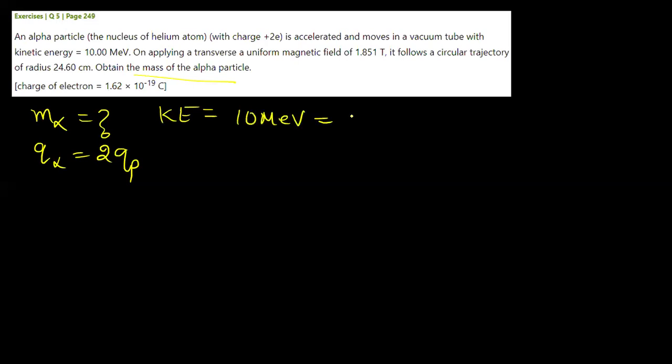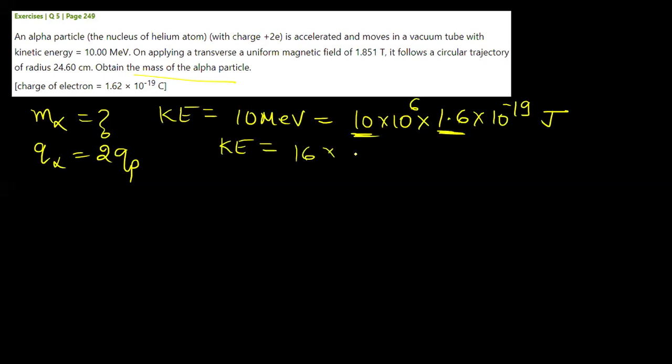So again you have to convert here. M means mega. Mega means 10 raised to 6. eV means 1.6 into 10 raised to minus 19 joule. So you are converting this into joule. This kinetic energy will become, I'll multiply this 10 with 1.6, so this will become 16 into 10 raised to 6 minus 19, which will be minus 13. I'm writing this kinetic energy like this.